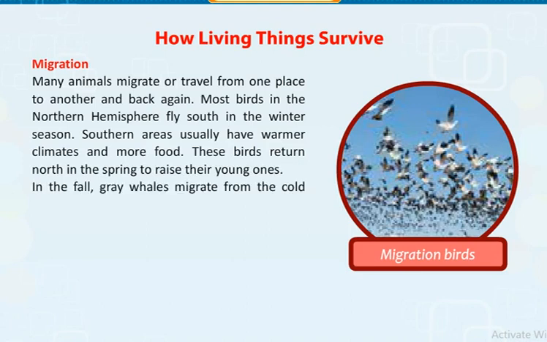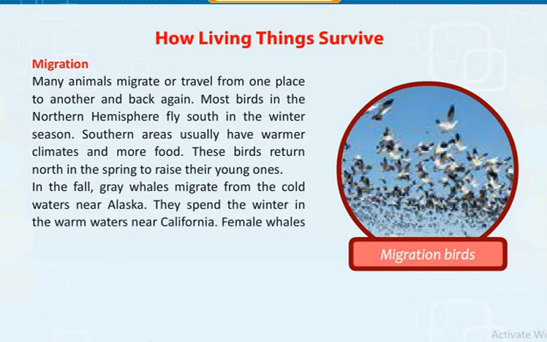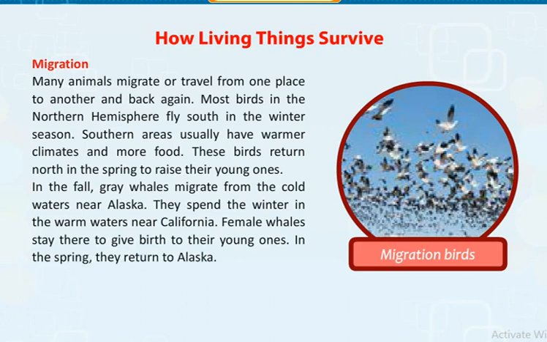In the fall, gray whales migrate from the cold waters near Alaska. They spend the winter in the warm waters near California. Female whales stay there to give birth to their young ones. In the spring, they return to Alaska.